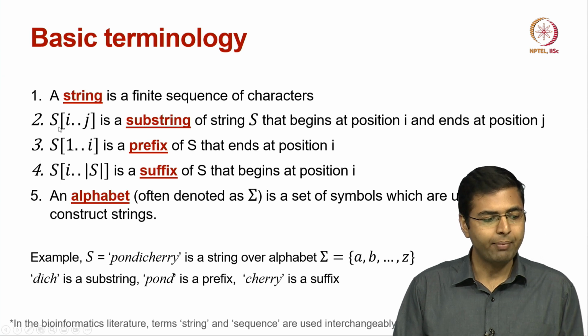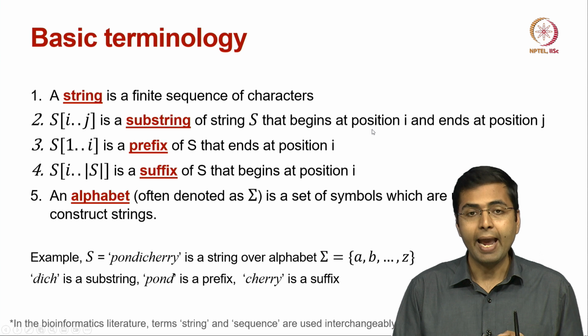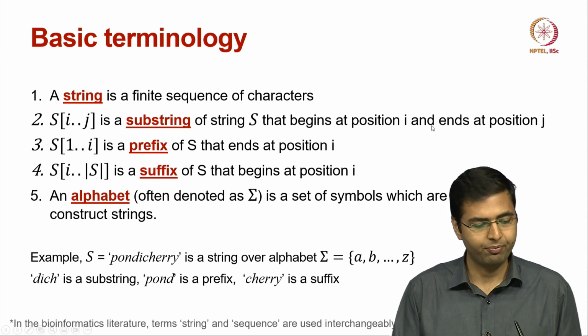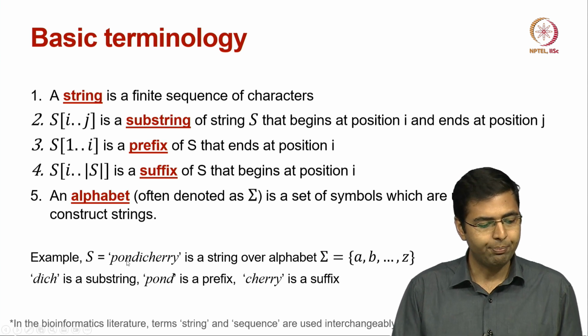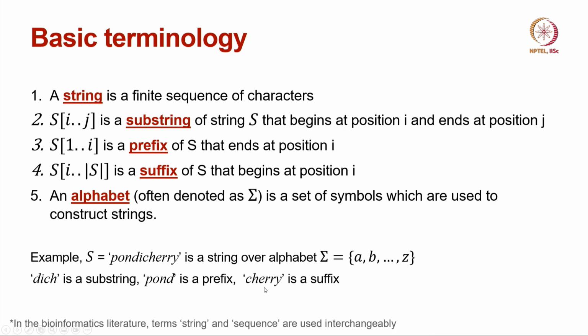We can denote a substring by the notation S[i..j]. We will refer to this as a substring of S that begins at position i and ends at position j. So, for example, in this Pondicherry string, "dich" is a substring. This particular substring starts at position 4 and ends at position 8, so I can write this as S[4..8].